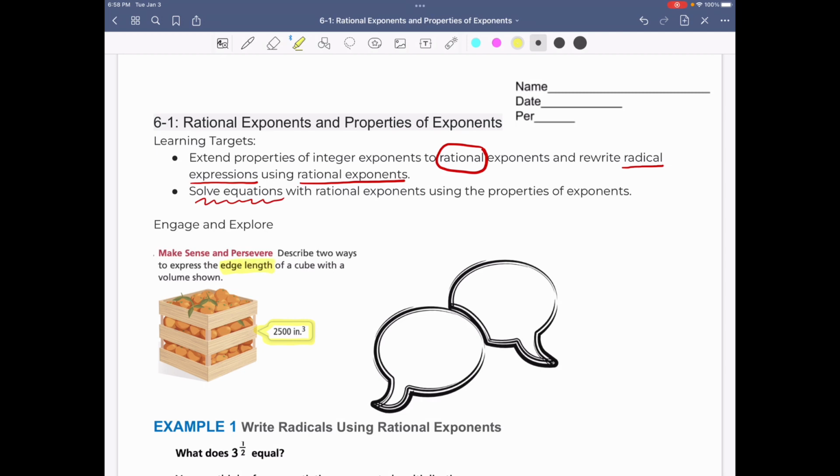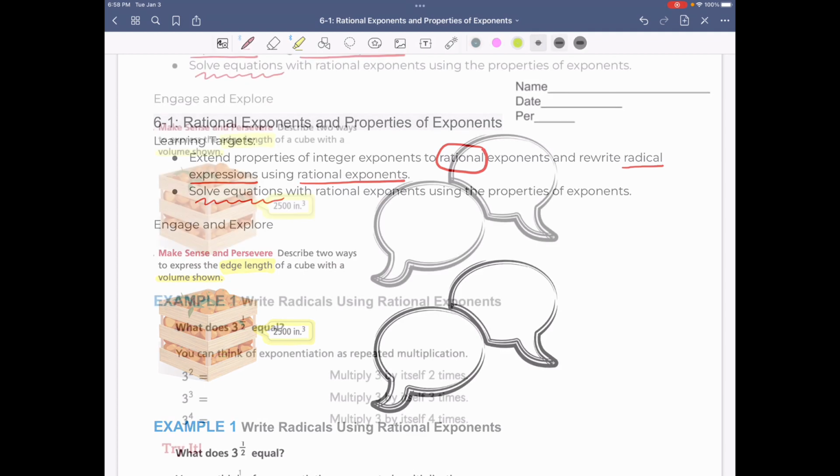So I'm going to pause the video right now and I want you to talk with your group about ways that we can describe edge length with volume if the volume is given. Okay, so how do you come up with the length of a cube if you're given the volume? Talk about that amongst yourselves and then we'll come back and share.